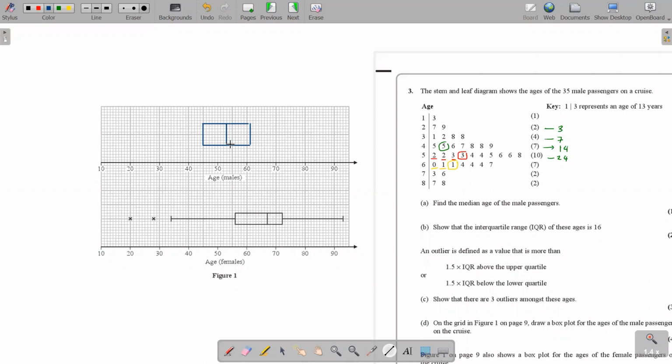So make sure you do it very accurately. Is this correct? 50, 51, 52, 53. Yeah. So this is 53. And then in your box plot, the next important thing are the two whiskers.